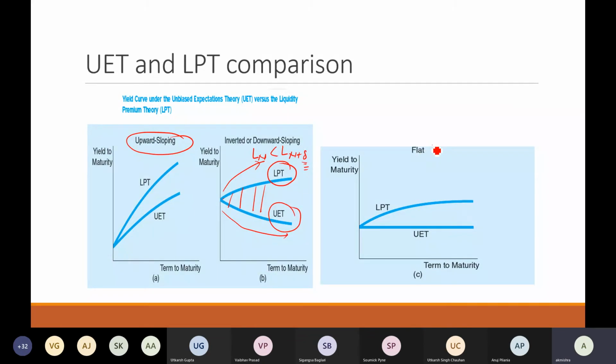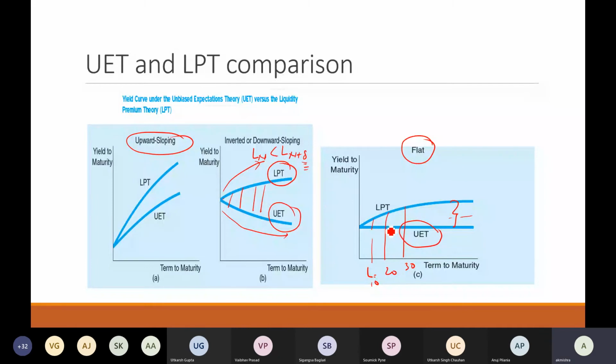And second, when you have flat, means there is no change in the expectation about the future return. So even then, with the year, your L value is going to change. Here the L value could be 10 basis points, here 20 basis points, here 30 basis points, and so on and so forth. So as term to maturity is more, the expected liquidity premium will be higher, and then based on that the gap between these two will keep on increasing.